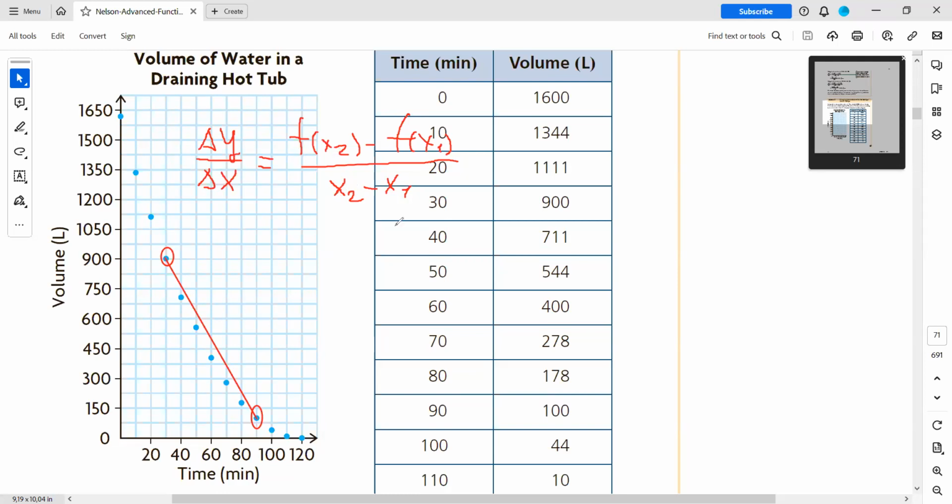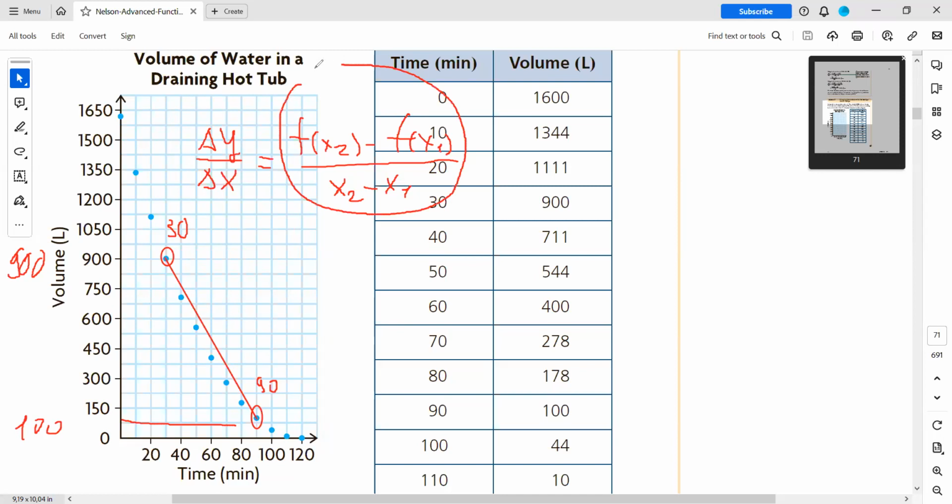No problem. So here, let me explain this particular example. In the question, you're asked to calculate the average rate of change between these 2 points. Basically, they're asking you how fast you are draining a hot tub from 30 to 90 minutes. Let's say you open the plug in your hot tub and the water is going away, and you would like to know how much water is going out every minute. Between these 2 points, I went from 900 liters at the beginning down to, let's say, 100 liters at the end.